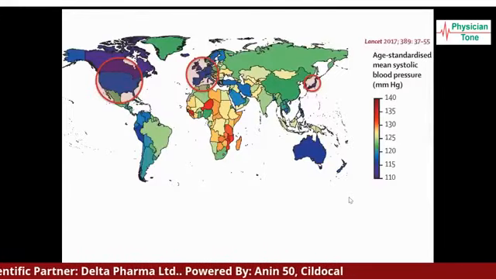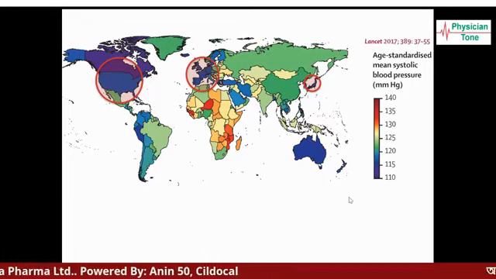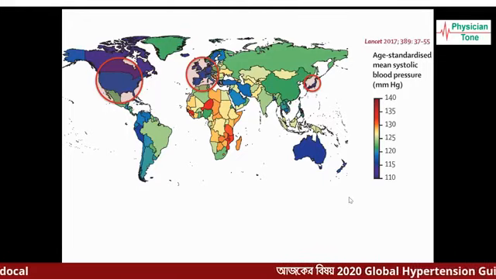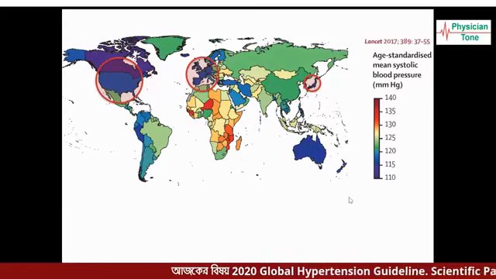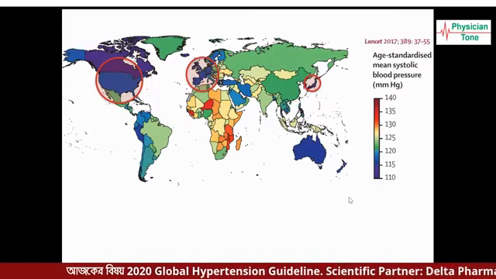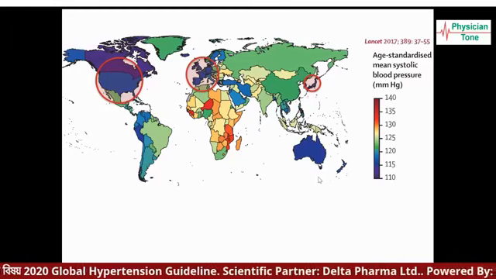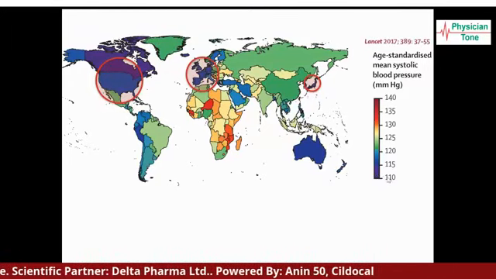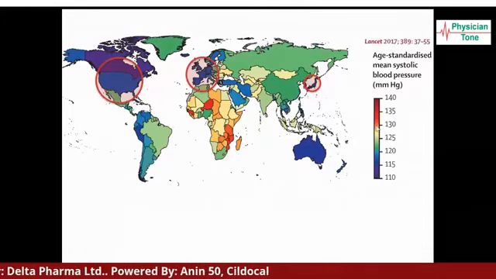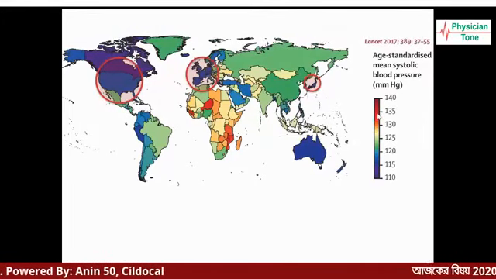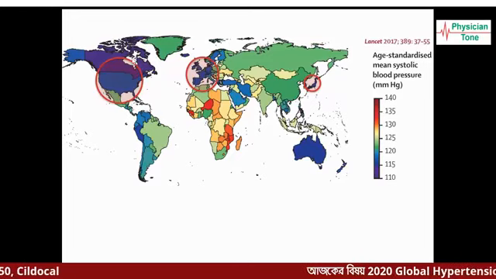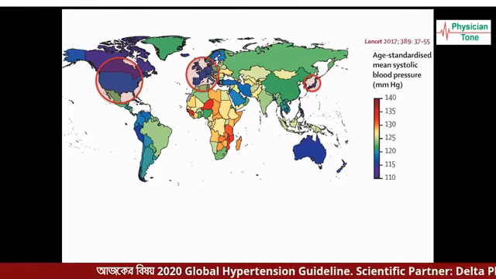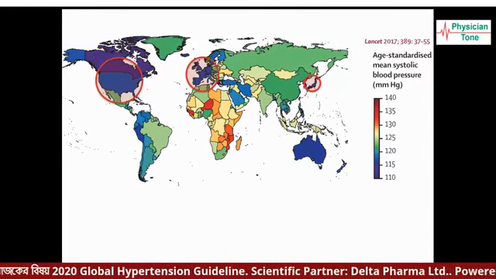If we look at the data on average blood pressure of people worldwide, we can see that the deep navy blue color is an average blood pressure of 110, and thereafter red and other colors show rising blood pressure. You see some parts of the world have only low blood pressure, and many parts like Africa and Asia have raised blood pressure.